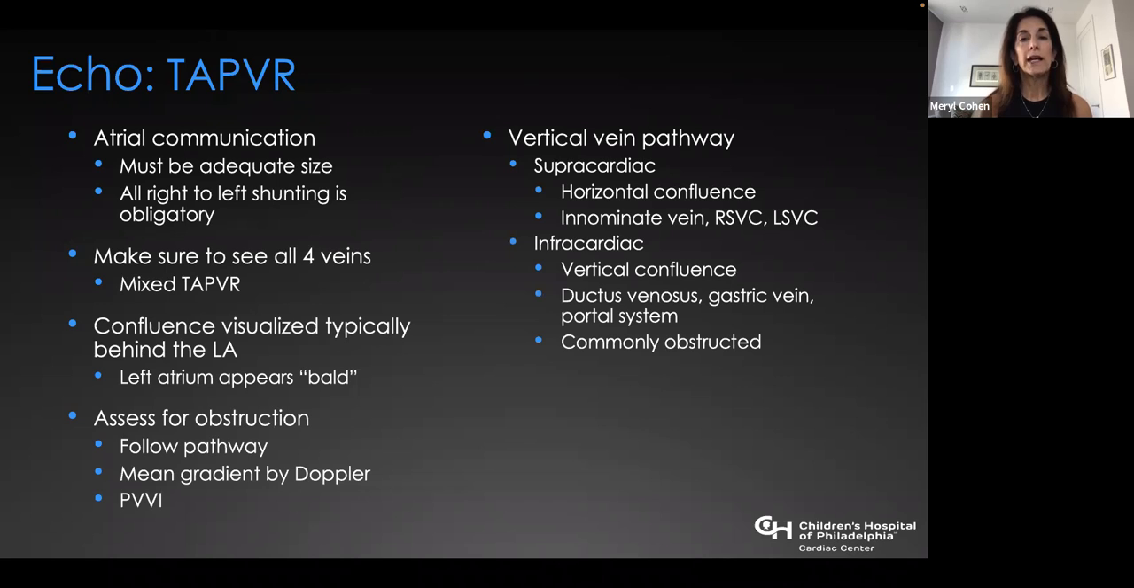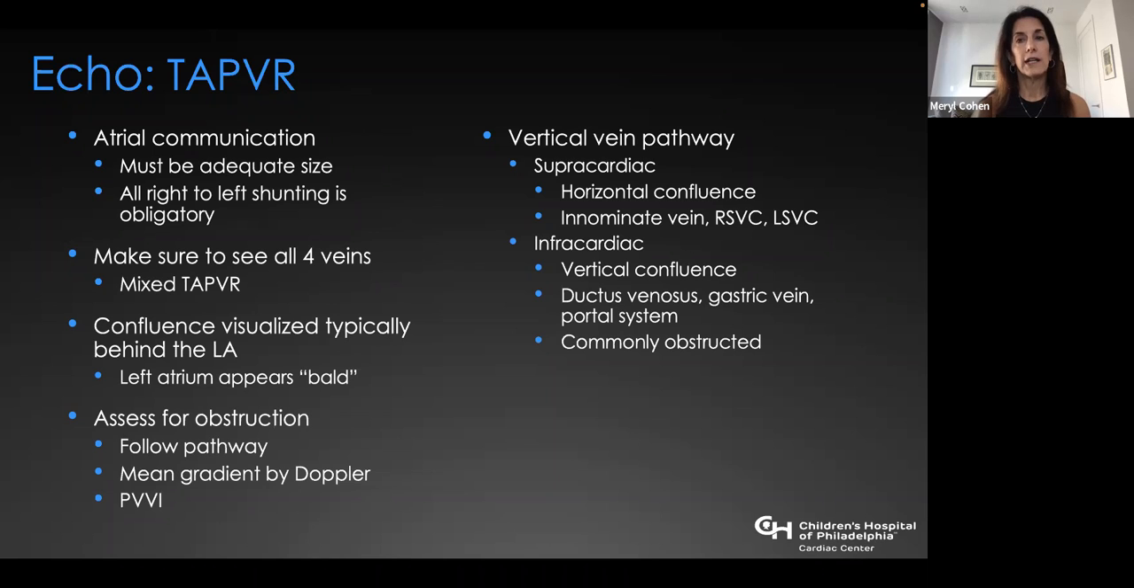In supracardiac, you typically have a horizontal confluence. The pulmonary veins come in horizontally, and they connect either to the innominate vein, to the right superior vena cava, or if the patient has a left superior vena cava, they can connect there too.